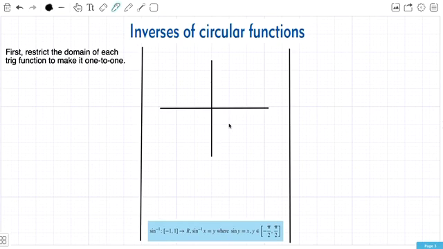So inverses of circular functions. This requires that you have watched the intro to inverses video, just so that you know how to find an inverse function and the fact that we need to make sure our original function is a one-to-one function before we start. So we're going to go through sine, cosine and tan.